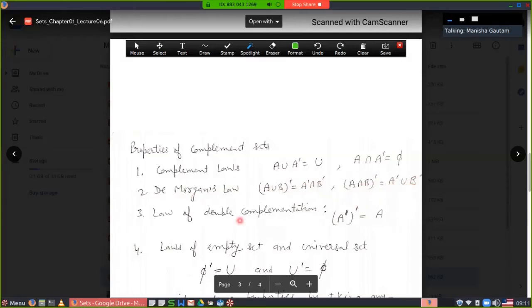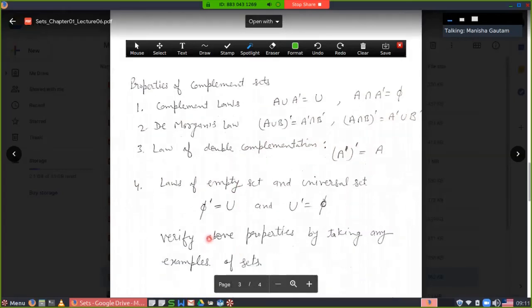Remember it. The third one is the law of double complementation. If you calculate the complement of a complement set, then you get set A again. Complement set, whole complement, you get set A. Then the laws of empty set and universal set. The complement of the empty set is the universal set, and the universal set complement is equal to the empty set. Now verify the above properties by taking examples of sets. Verify all these properties by using any example of sets.